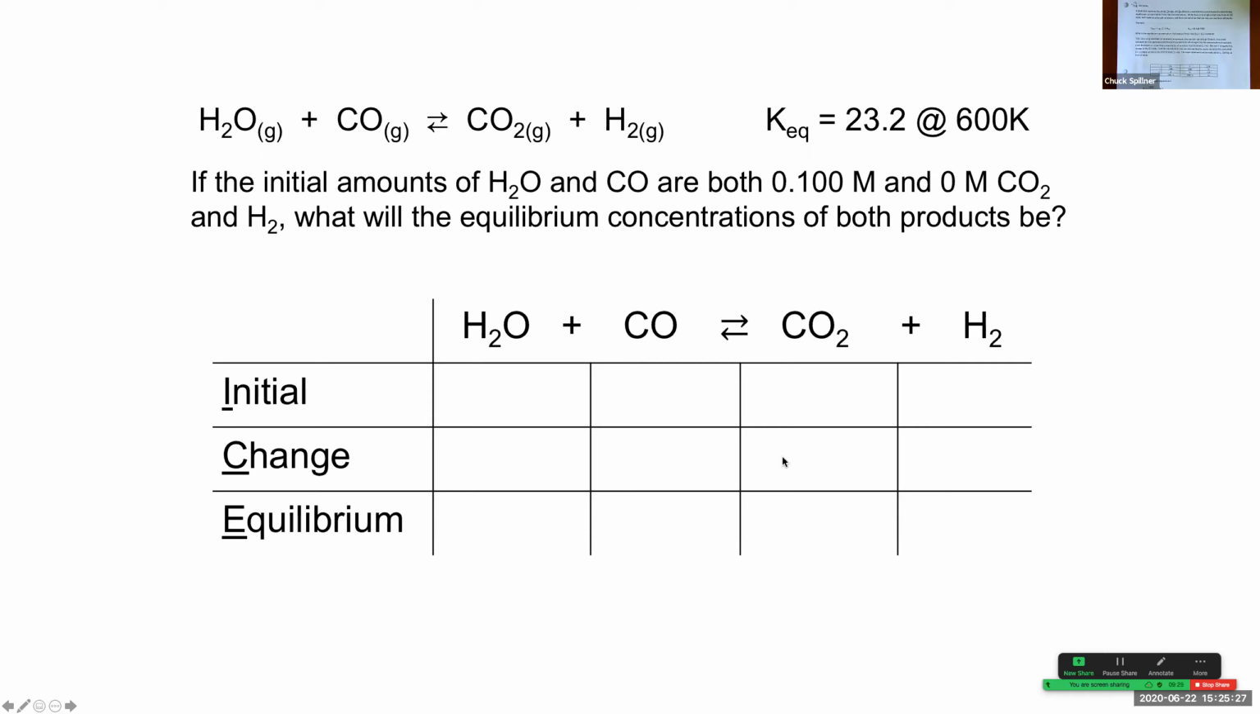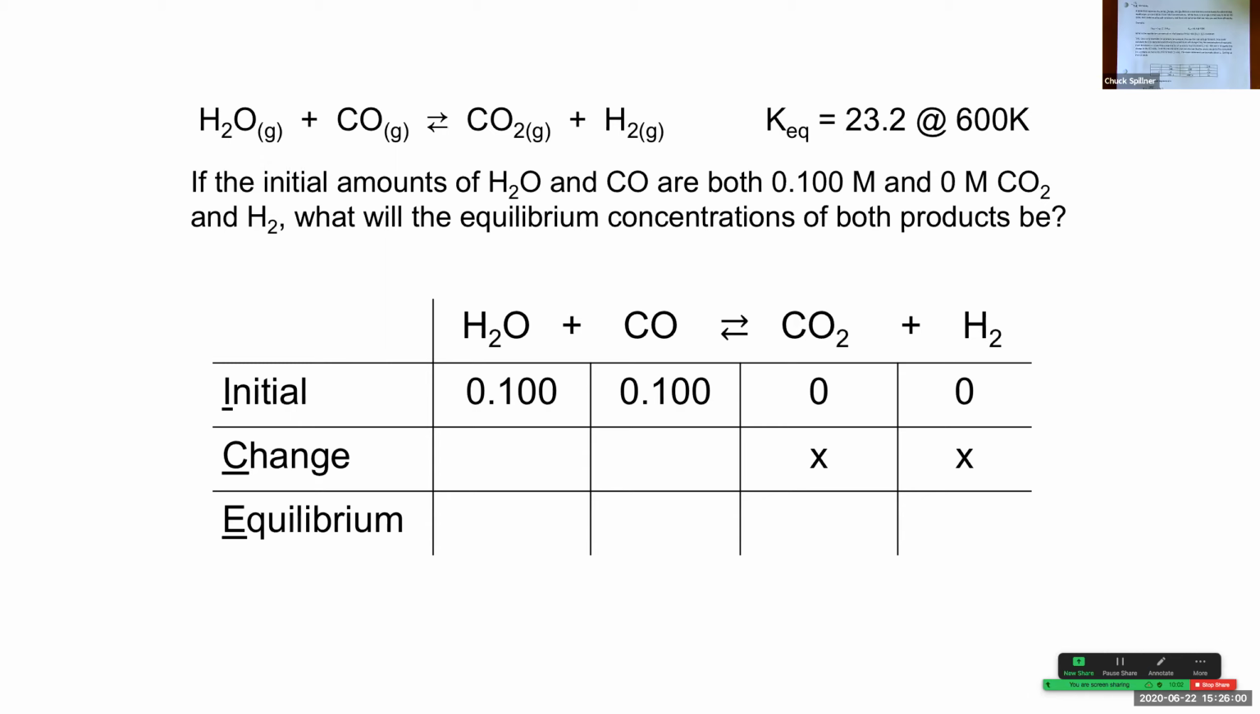Now the change is where we include a variable. So we don't know what that's going to be. That's what we have to solve for, that change. And so in this case, what we know is that H2O is 0.1 molar, CO is 0.1 molar, CO2 and H2 are 0. So the change is going to occur. We're going to give that a value X. So we say that CO2 and H2 are going to be formed in X amount at equilibrium.